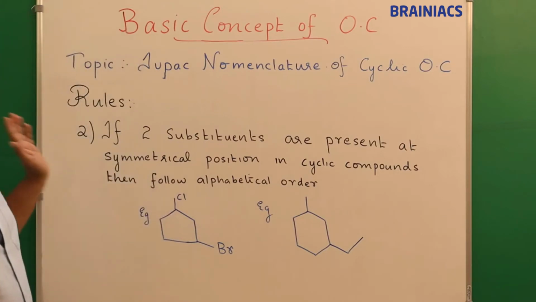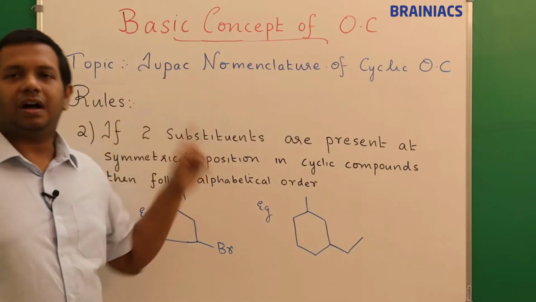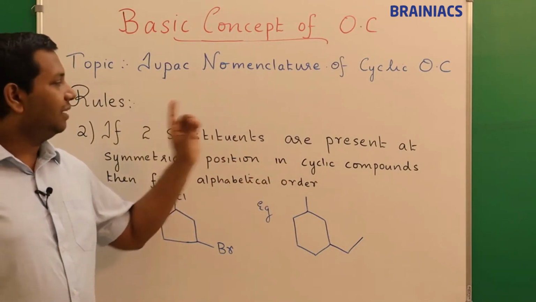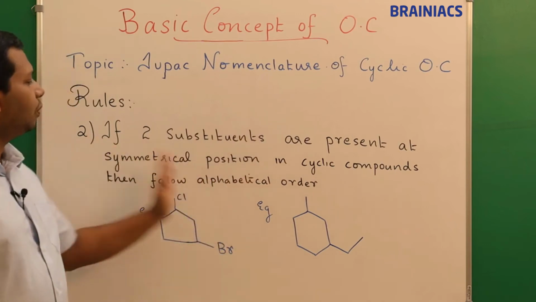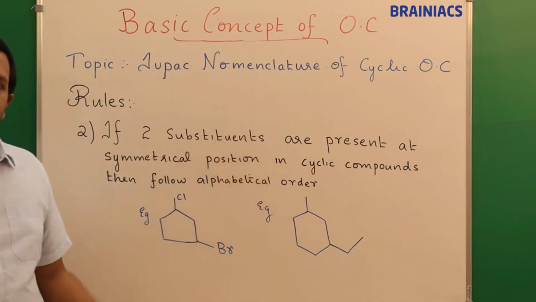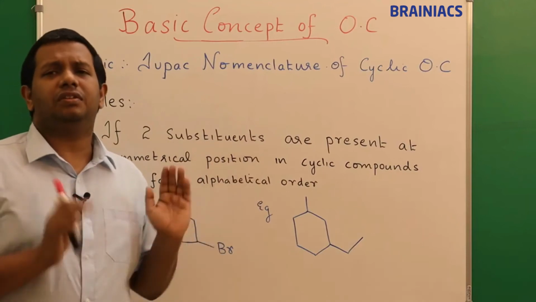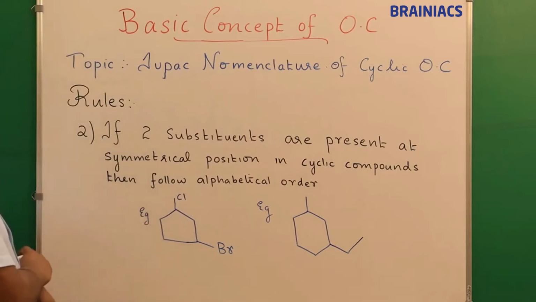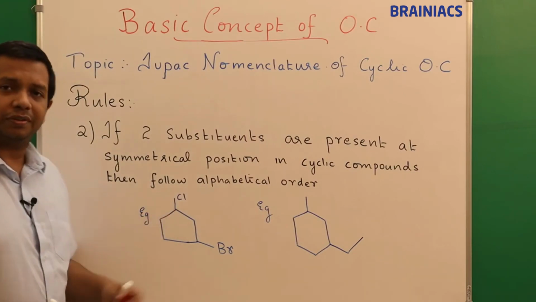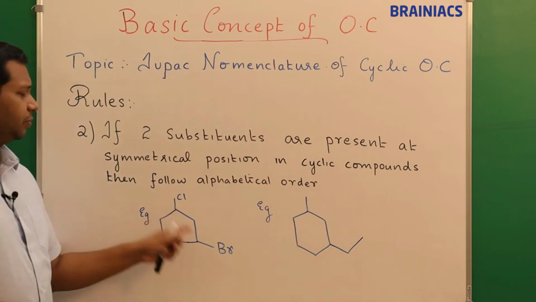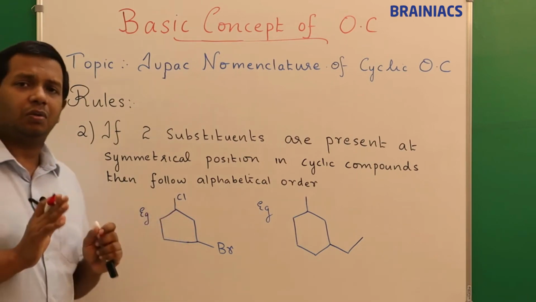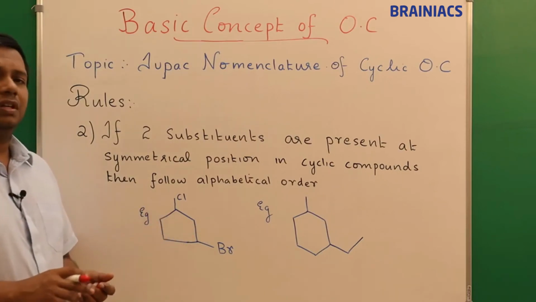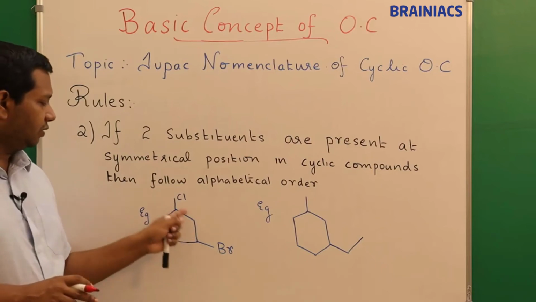Okay. So the rule says that if 2 substituents are present at symmetrical position in cyclic compounds, then follow alphabetical order. Okay, I will explain this. Please listen to it. This is very important. Now I have a compound given here. So I know that there are no functional groups present in this organic compound, but there are substituents present. There are no multiple bonds also present, but substituents are present. Now the question here is, I know this is my parent ring.